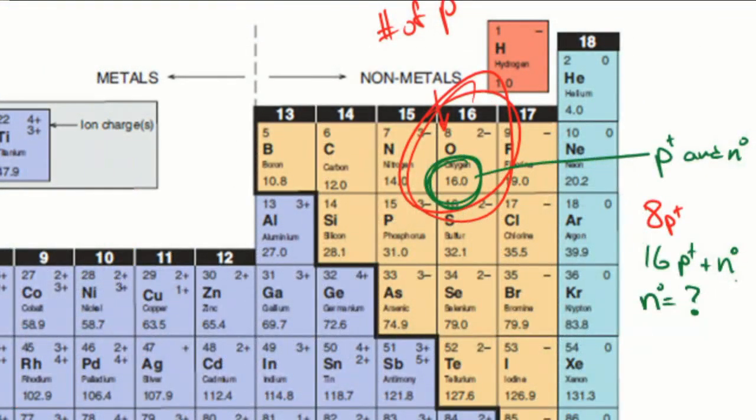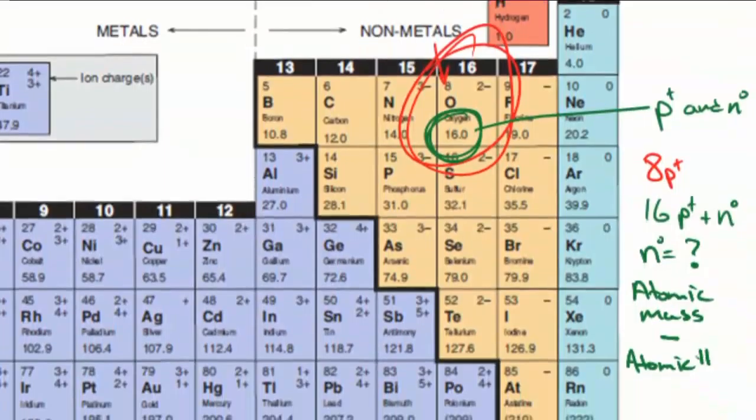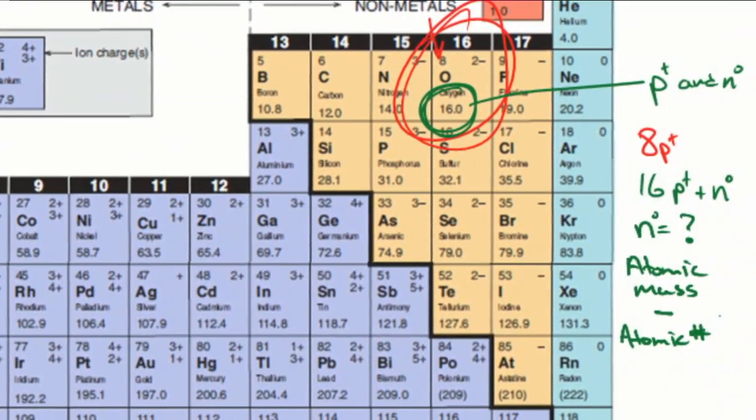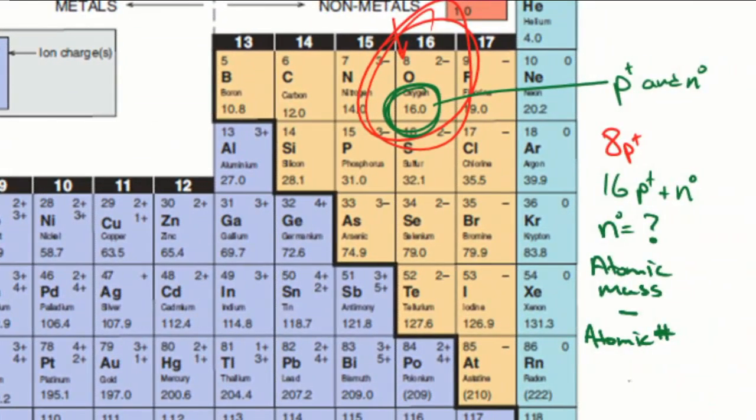Sometimes the protons and neutrons will be the same. Sometimes they won't. So in order to figure it out, what you can do is take the atomic mass and subtract the atomic number. So I'm going to take that 16, which was the atomic mass, and go 16 minus 8, and I'm going to end up with 8, which is the number of neutrons.